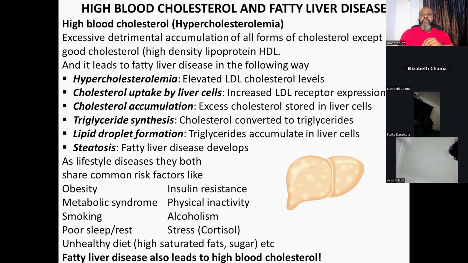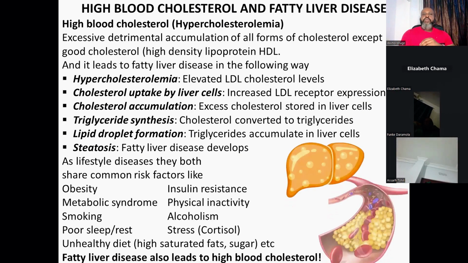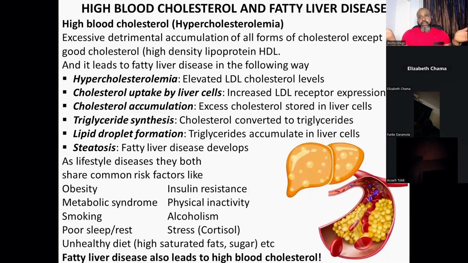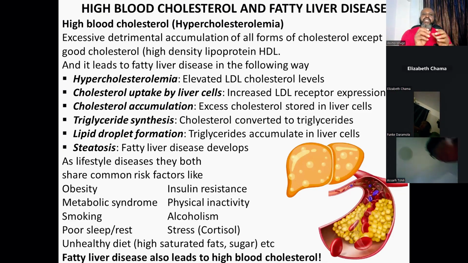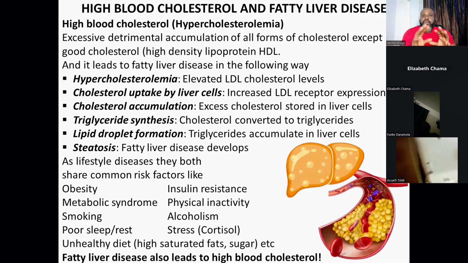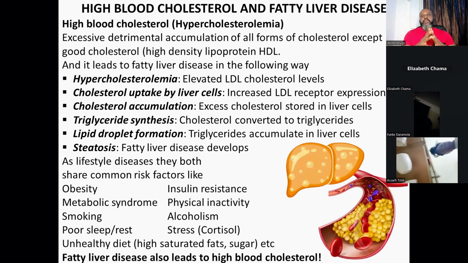You can see what's the relationship between high blood cholesterol and fatty liver disease. People ask ourselves, because every time you hear about fatty liver disease, you're always hearing cholesterol behind. Just as we say, behind every successful man is a woman, oftentimes behind every successful fatty liver disease is cholesterol. So you can see that high blood cholesterol or hypercholesterolemia simply means excessive detrimental accumulation of all forms of cholesterol except good cholesterol, which is the high density lipoprotein. We'll talk about the relationship between these cholesterol biomolecules shortly.